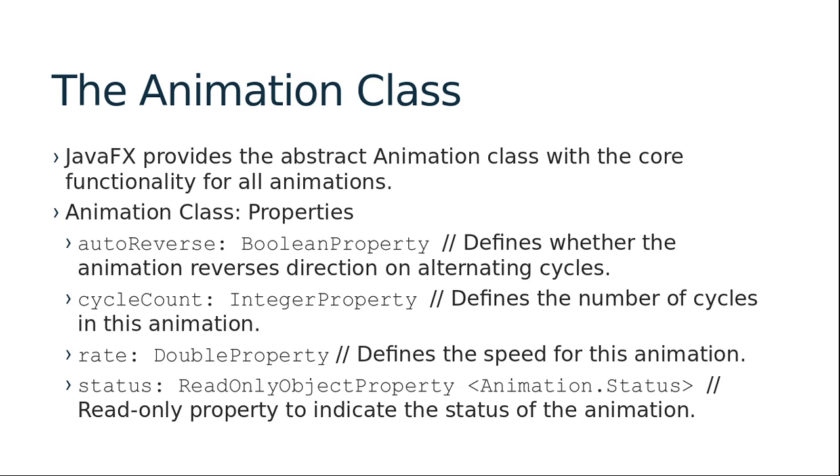Then there is the rate property, which is a double property. Rate is a ratio, so 1 is the default, that's a normal rate. If you make it 2, then the speed of your animation will be increased. So with a rate of 3, there will be three times the speed. It is defining the speed of your animation. Look, it is not a duration, it is a speed. Then there is a status property. It simply says what the current status of your animation is, whether it is running, paused, or done. It is a read-only property.